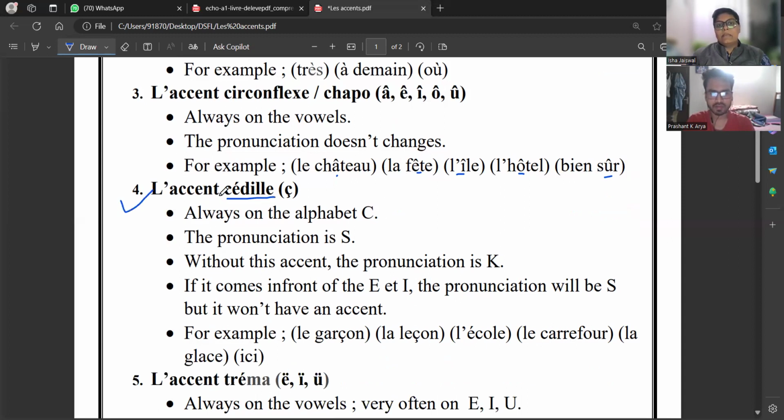Sedi. Now this accent is there. I will tell you before beginning this: the combination of EAU will give you the pronunciation of O, always. You can note it down somewhere, chateau, if you want.